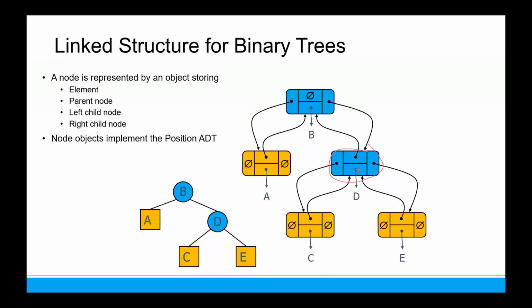D here, the element is D, and we have another child node, a left child and a right child. And C connects to the parent, E is connected to the parent, and this is C, and this is E.